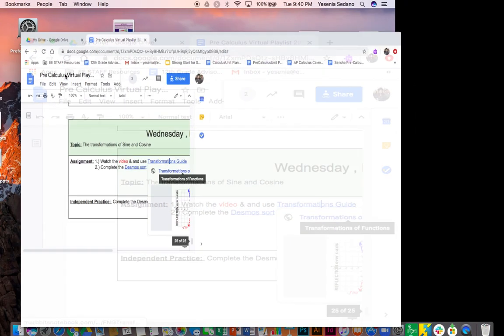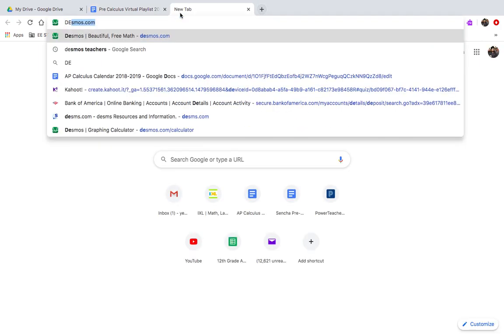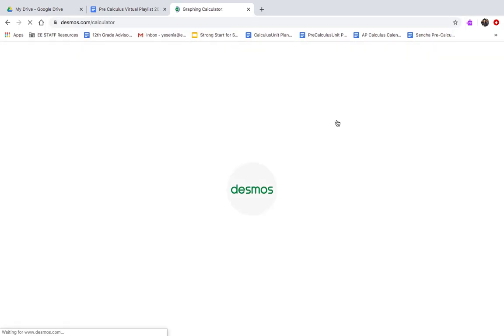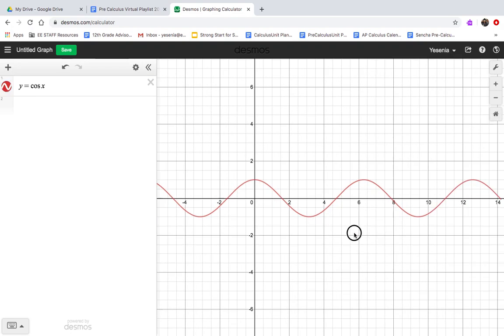Alright, so I'm going to explain how to do the transformations of sine and cosine. But before that, let me just quickly go to Desmos.com and remind you that in this assignment, you're going to be mostly transforming the regular cosine graph, which looks like this. It's a wave.